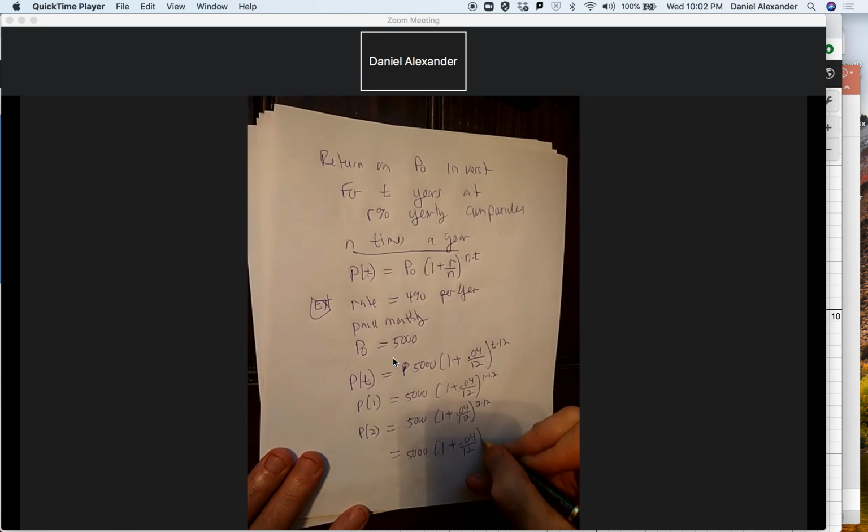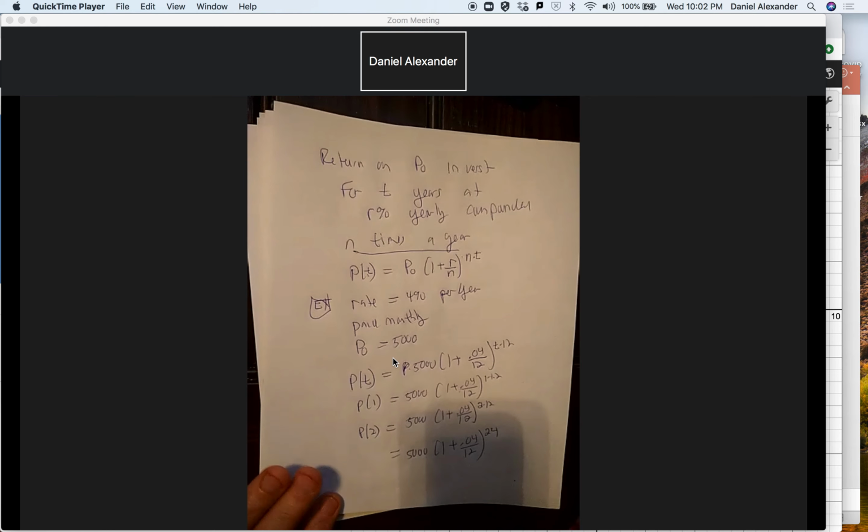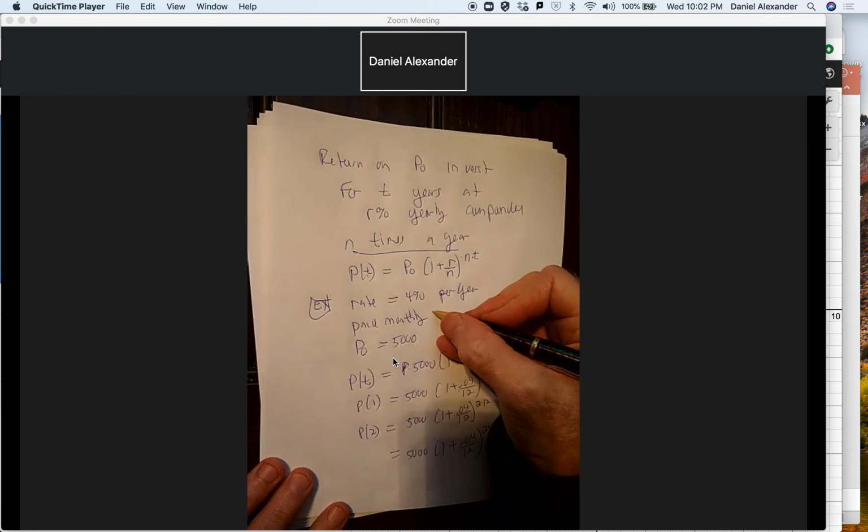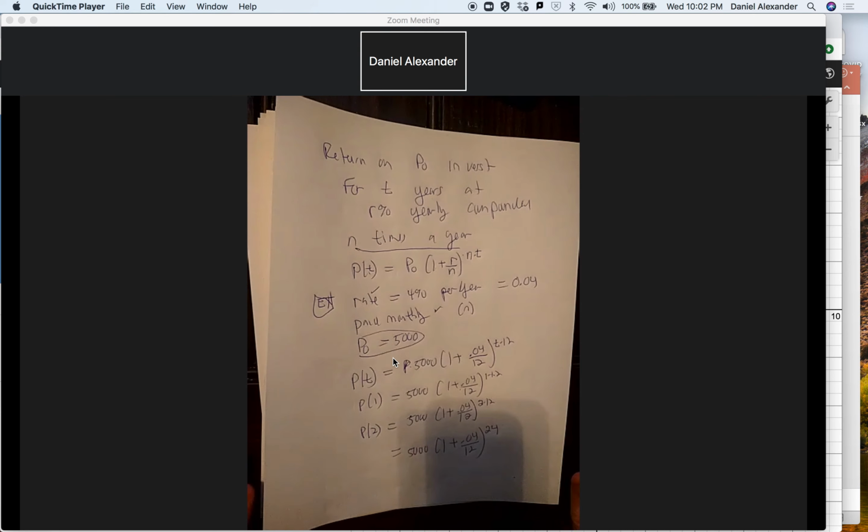So if you get a problem, what the key is going to be is to figure out what your n is, and that's going to be given, monthly. That's your n. Your rate, turn it to a decimal, how much you started with. And then you just plug and play. Okay, so that's pretty easy.